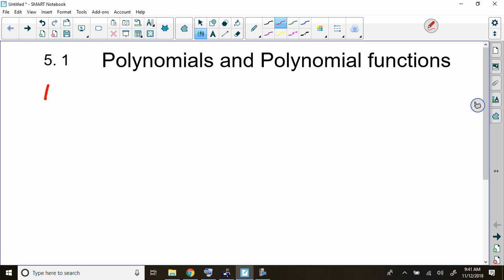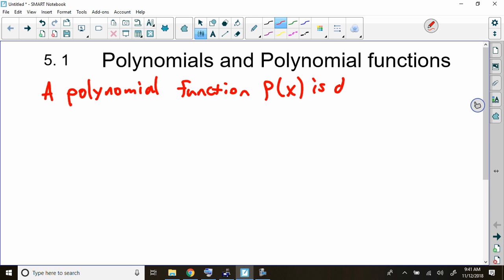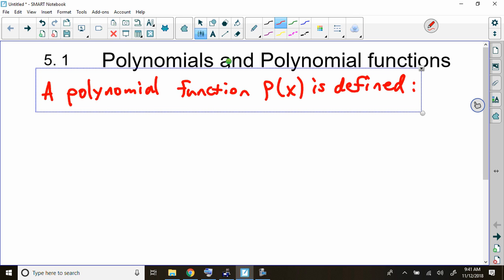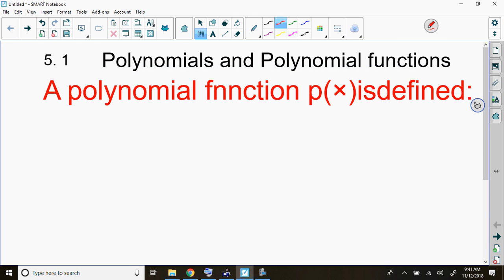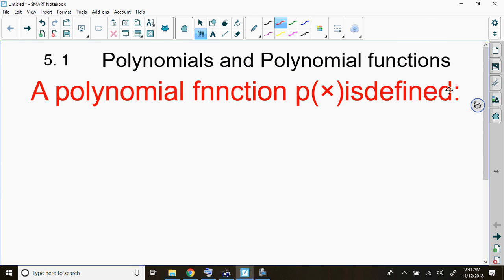A polynomial function, p of x, is defined the following way. I better clean that up a little bit.